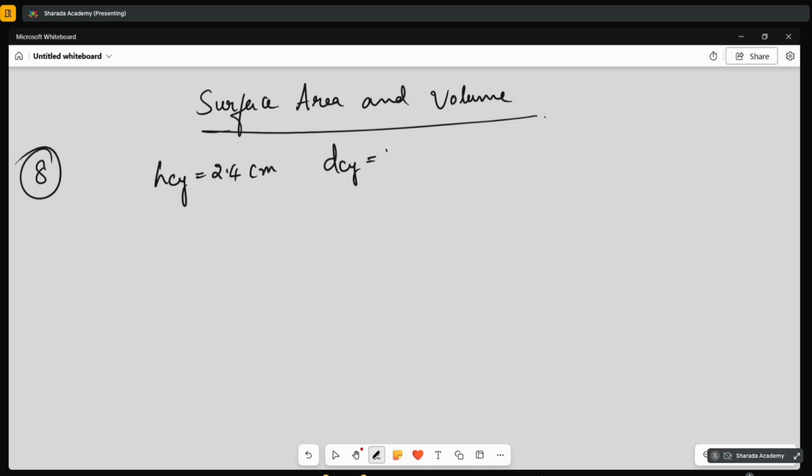Cylinder, it is 1.4 centimeter. A conical cavity of same height. So height of cone is also 1.4 centimeter and the same diameter. So diameter of the cone is also 1.4.